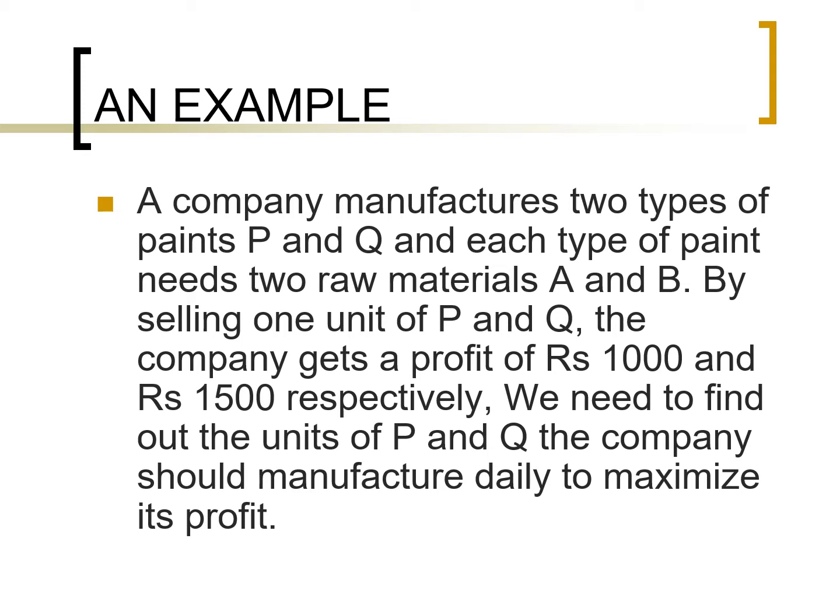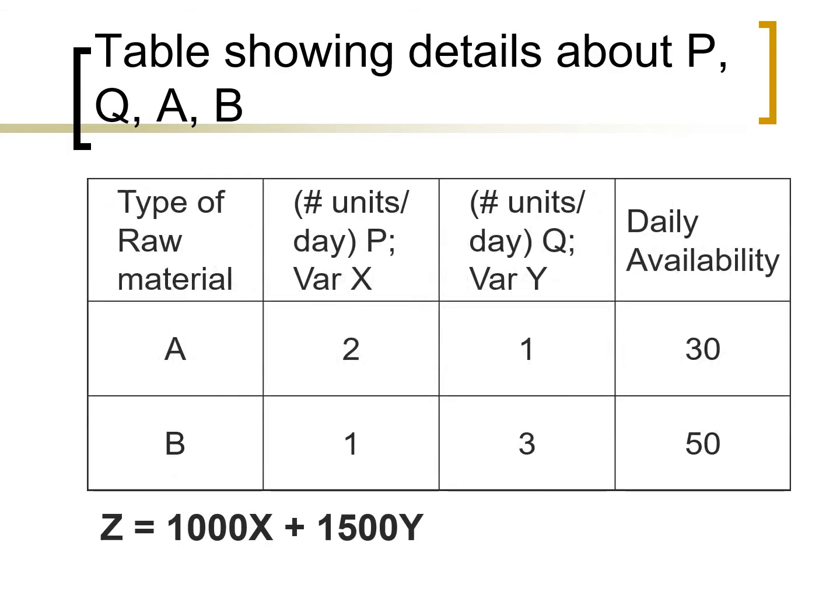Thus, as a manager, one would need to optimize the number of units of P and Q to be manufactured in order to maximize the profit. You will see at the bottom of this slide, Z is the objective function, and that is equal to 1000x plus 1500y, where x is the number of units of P manufactured per day and y is the number of units of Q manufactured per day.